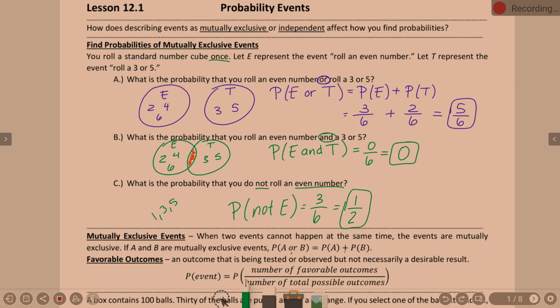And another vocabulary, favorable outcomes. An outcome that is being tested or observed, but not necessarily a desirable event. So the probability of an event is the number of favorable outcomes over the number of total possible outcomes. So, probability of rolling an even, your favorable options are the 2, the 4, the 6. Okay, questions there?